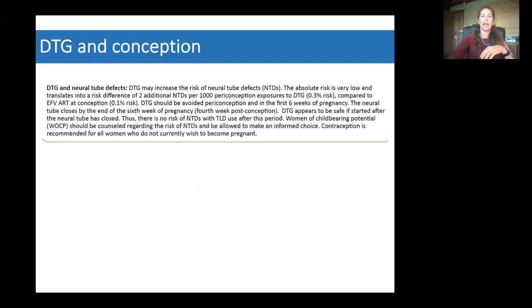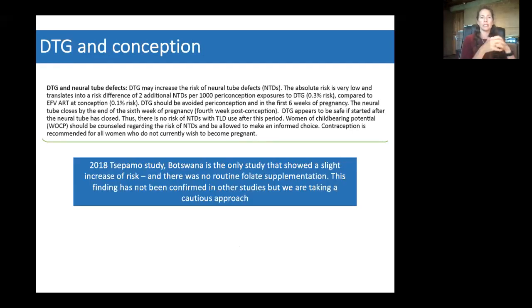Now, there's been a lot of changes in the last 2 years, and it's actually one of the biggest reasons why the rollout of dolutegravir got delayed, probably by a good year. We were just about ready to give it to everybody. And then a Botswana trial came out called the Tsepamo study. And it was actually a study that was looking at not just dolutegravir, but women on all kinds of ARVs. And they were looking at what would happen if women fell pregnant on ARVs.